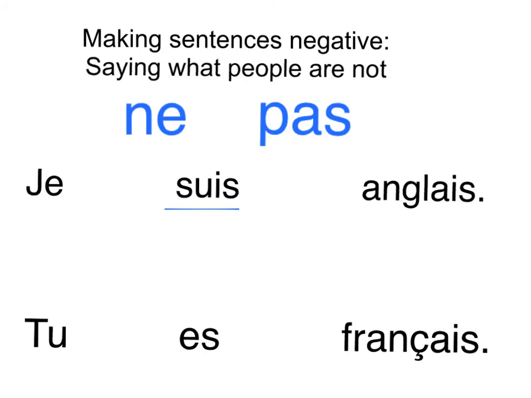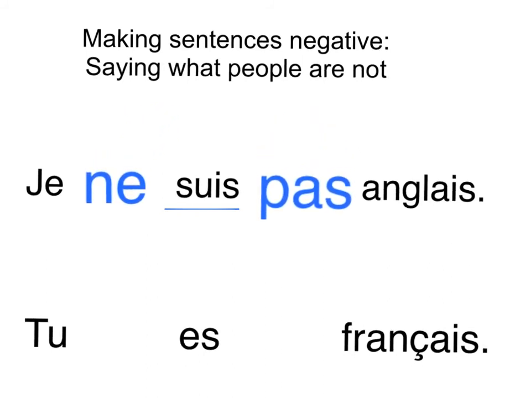When I say I'm not English, okay, we're going to take our ne and our pas, and it's going to become the bread of our verb sandwich. So we're going to move the ne and the pas, and here we have our sandwich. So to say that I am not English, we say je ne suis pas anglais. Okay, and this is actually going to create a liaison. Je ne suis pas anglais.